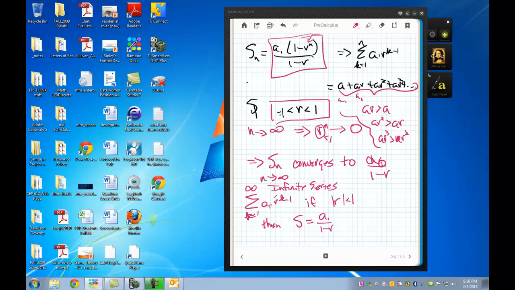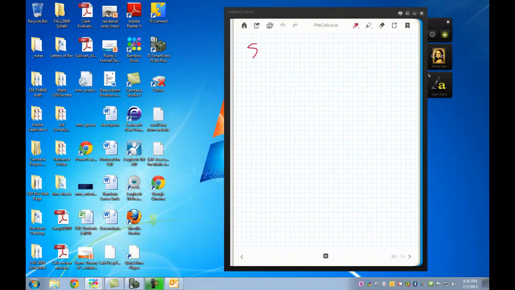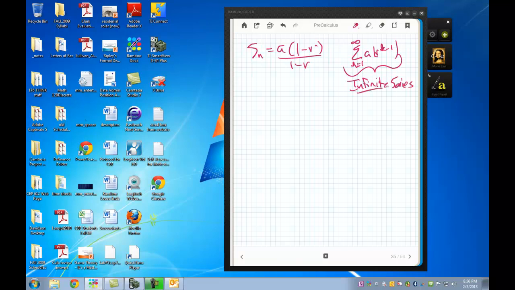Even if r is, let's say, less than negative 1. Let's get over here again. So I've got S_n equals, I'm just going to write a because I'm being lazy, I'm simplifying the notation, a times 1 minus r to the n over 1 minus r, and I know that my sum is a, this is as k goes from 1 to infinity, of a r to the k minus 1. All right, so now we're talking, this right here is called an infinite series. I think I mentioned that before, but if I haven't, there it is.